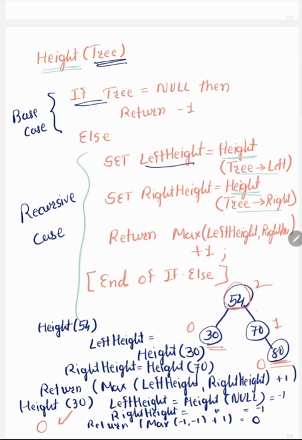Let us take one more example. Suppose we have 90, 175, here we have 45, here we have 100, and here we have 125. Now, if we want to find the height of 90, the furthest node is this 125. And if we count from the root, that is 1, 2, 3. So the height of the node is 3.